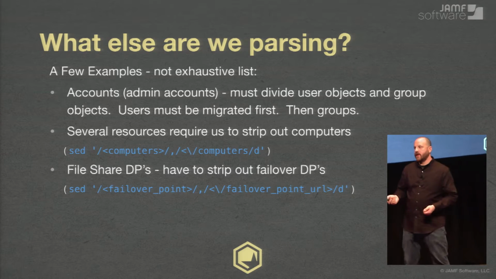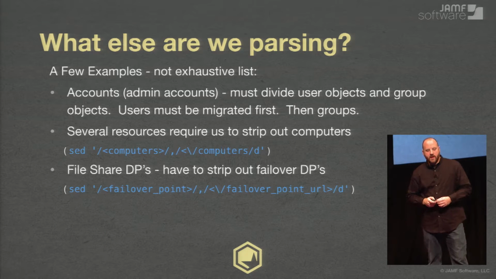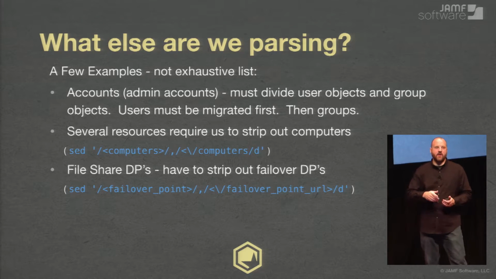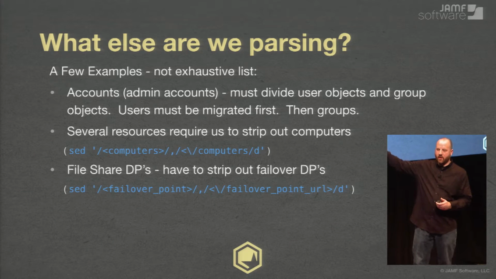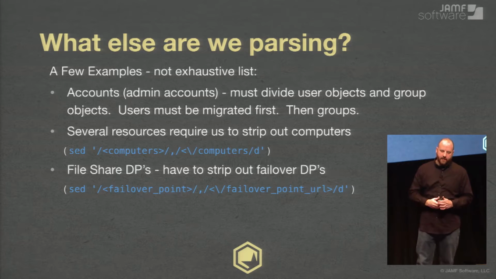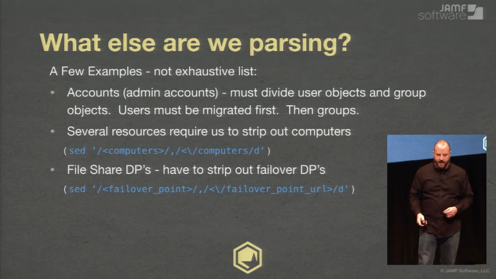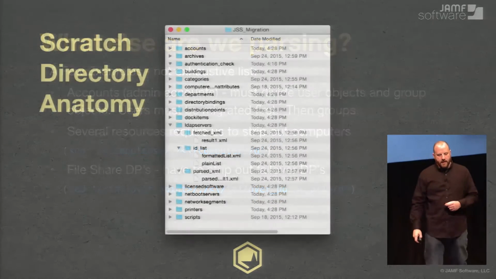Another example is file share distribution points. We have to strip out failover points, and you have to go add them manually later, because otherwise you have to post them in the exact right order to get it right. And if you have a complicated setup, that's almost impossible to pull off.